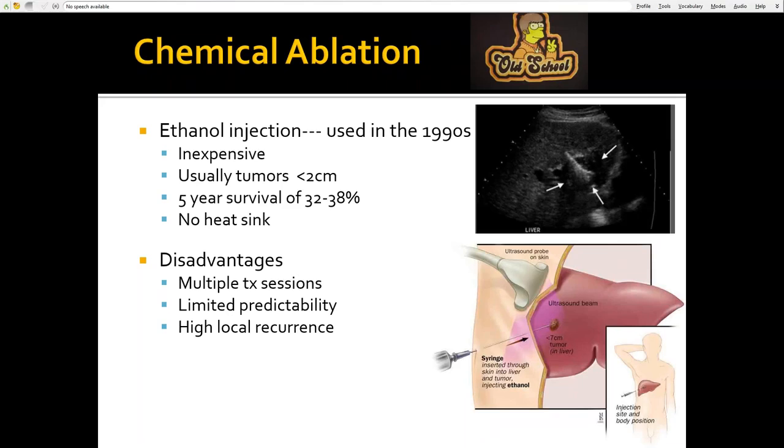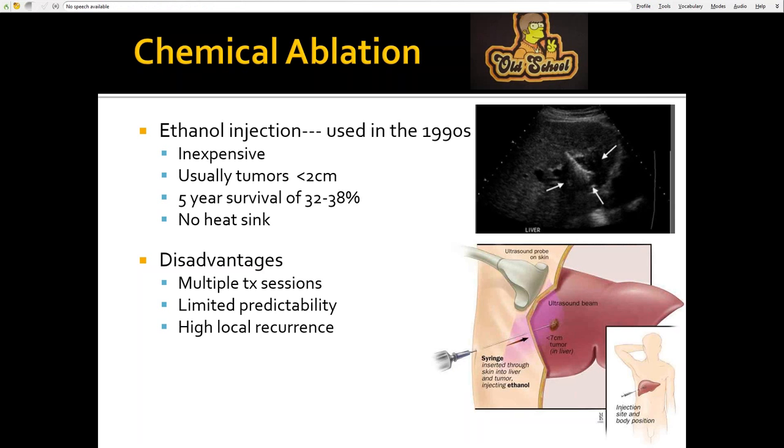This is kind of an old school way of treating tumors. Even yesterday, talking to one of my senior colleagues, he used to treat tumors this way, but again, we really don't do this very often, directly at least, percutaneously. But you basically, with ethanol, it's inexpensive. You can use it on small tumors.